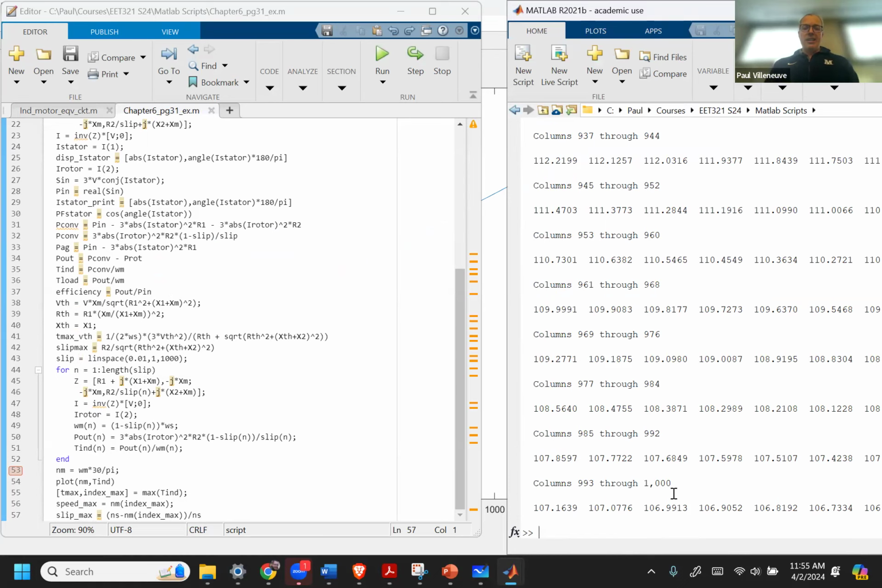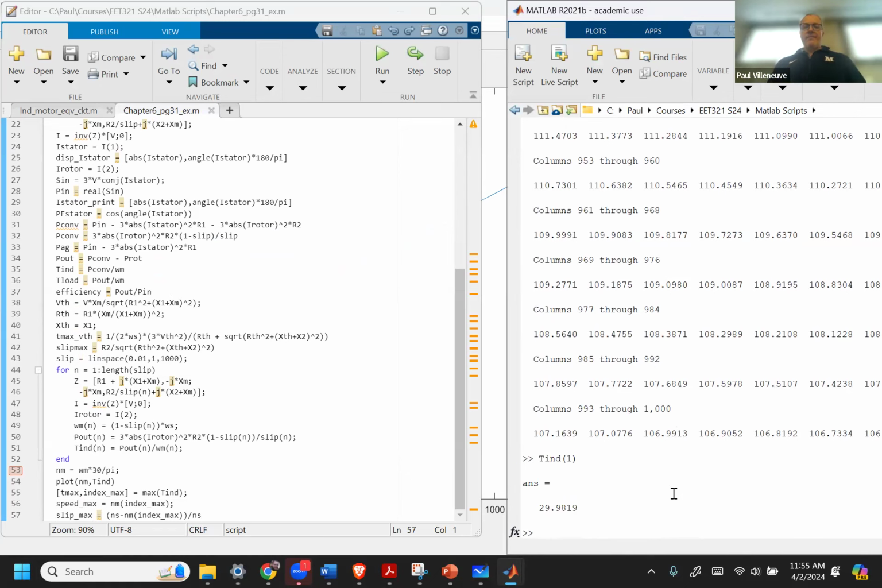And if you look at T induced for the very first one, it's putting out almost 0, right? We can't get to 0 because then when we calculate R2 over S at 0, it would be infinity. So we would get an error calculation. But at a slip of 0.01, which is 1%, we're getting 29.